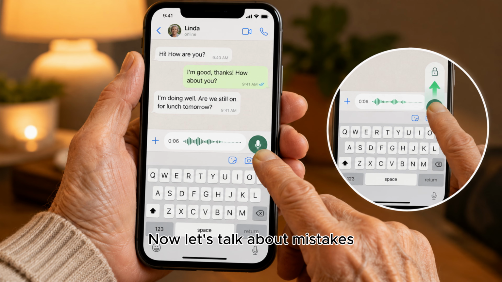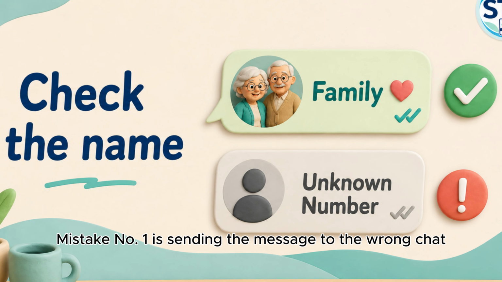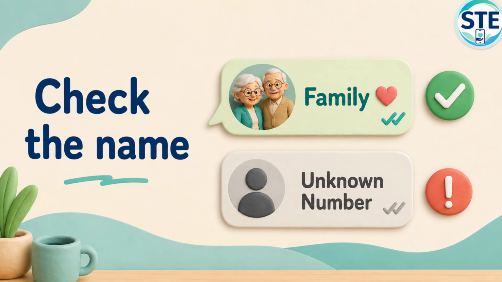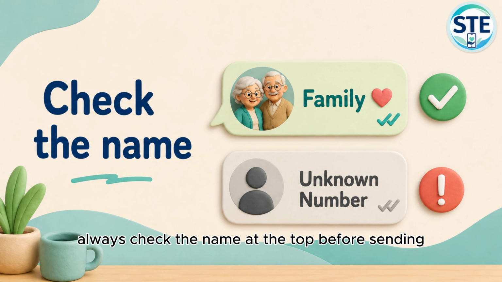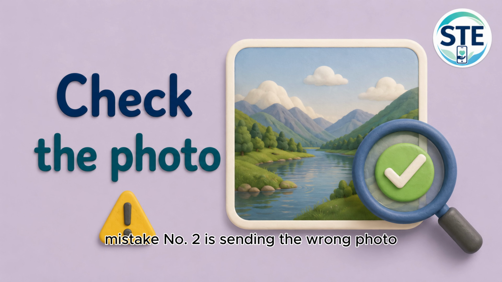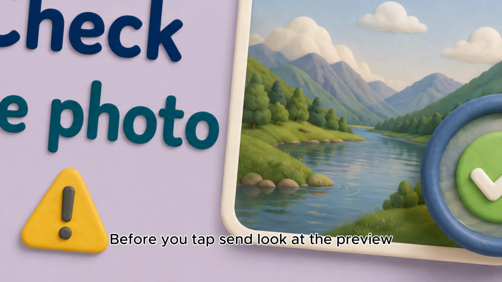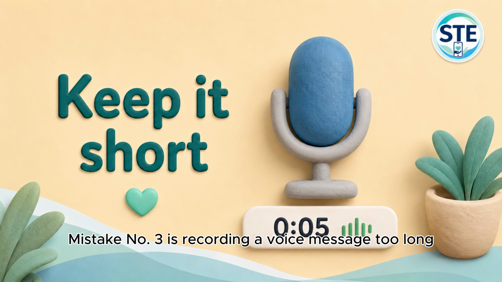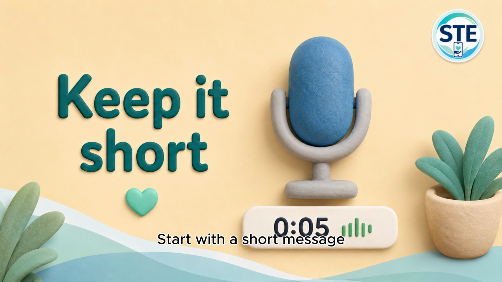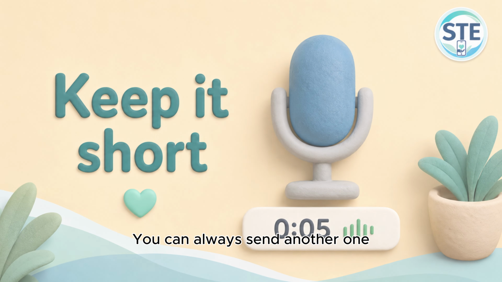Now let's talk about mistakes. Mistake number 1 is sending the message to the wrong chat. To avoid this, always check the name at the top before sending. Mistake number 2 is sending the wrong photo. Before you tap send, look at the preview. Mistake number 3 is recording a voice message too long. Start with a short message. You can always send another one.